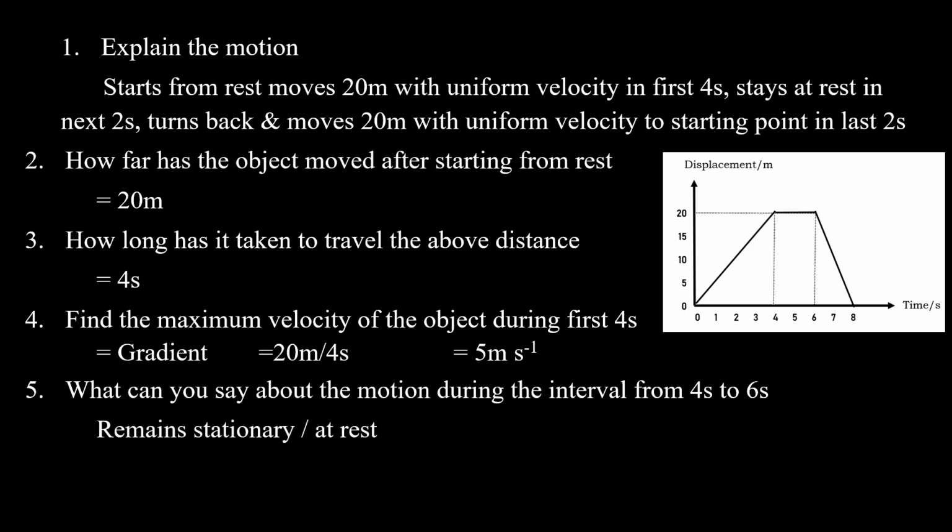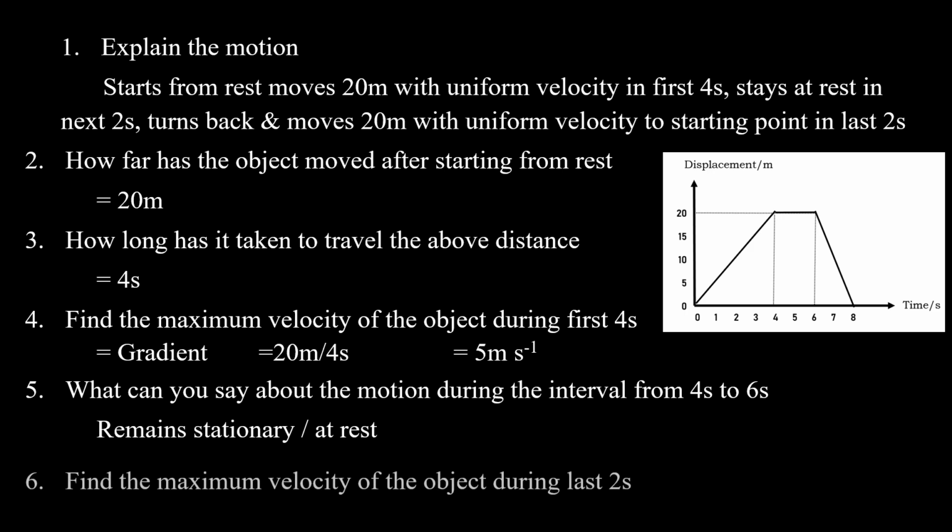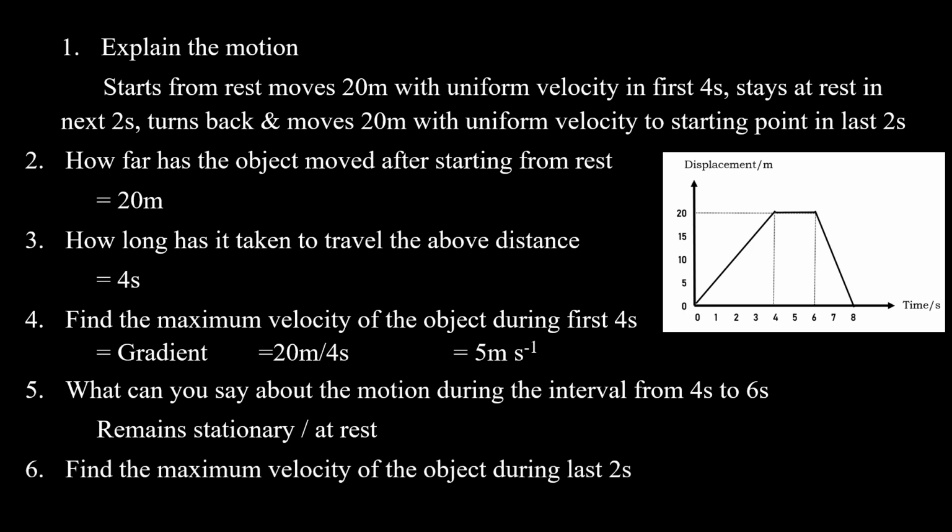Next, what can you say about the motion during the interval from 4 seconds to 6 seconds? Easy, right? It's at rest, remains stationary, because the gradient is 0. Next, find the maximum velocity of the object during last 2 seconds. You again have to calculate the gradient, which is 20 meters divided by 2 seconds. The answer is 10 meters per second.